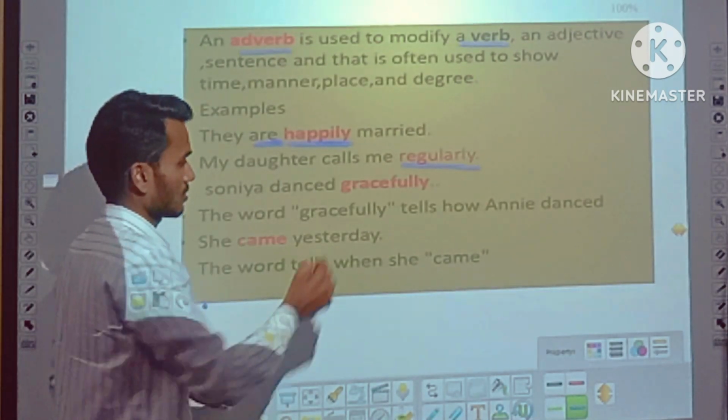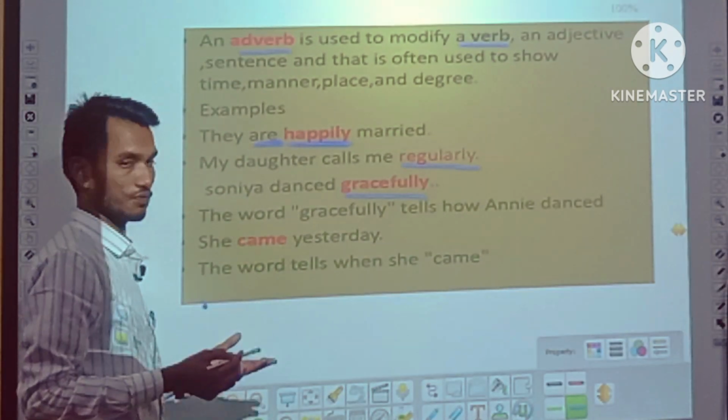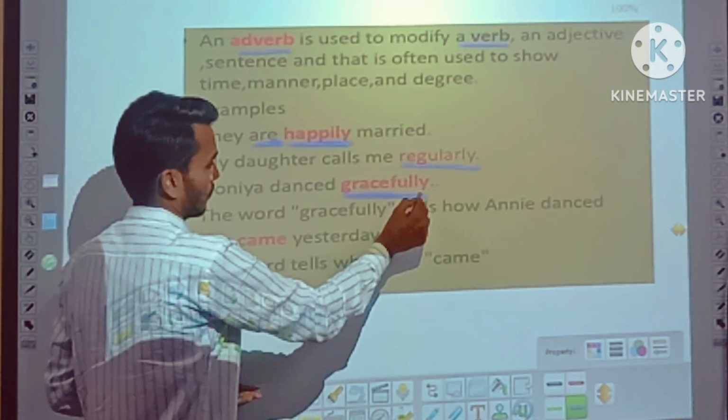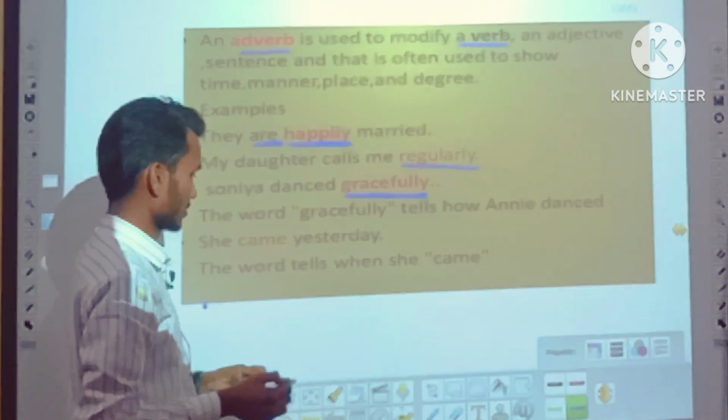Then, Sonia danced gracefully. How did Sonia dance? She danced gracefully. The word gracefully tells how Sonia danced.